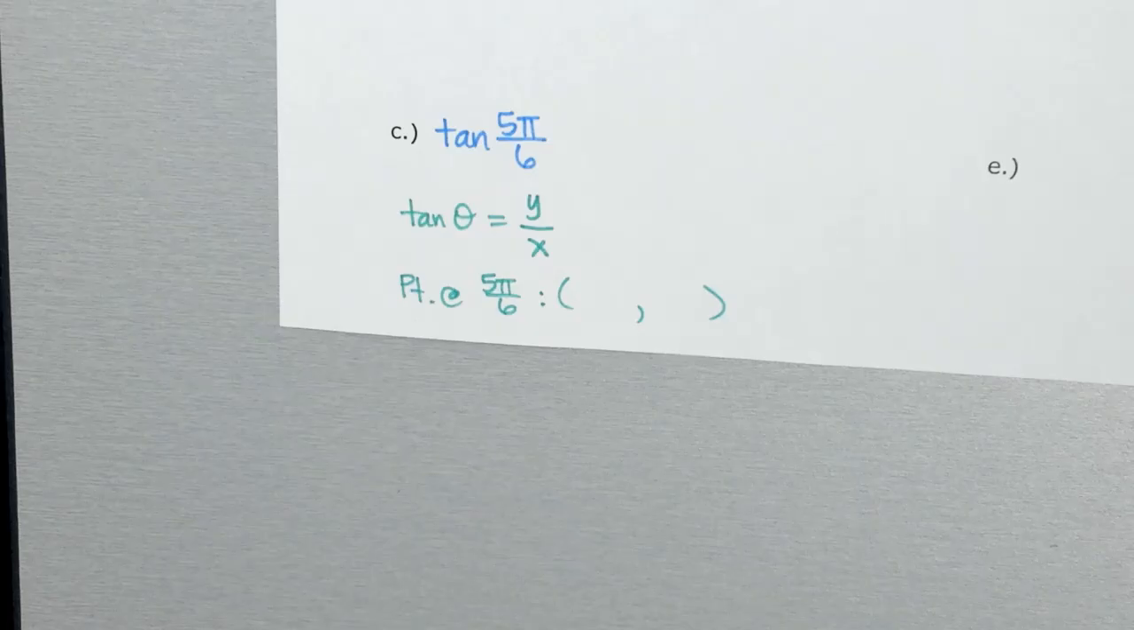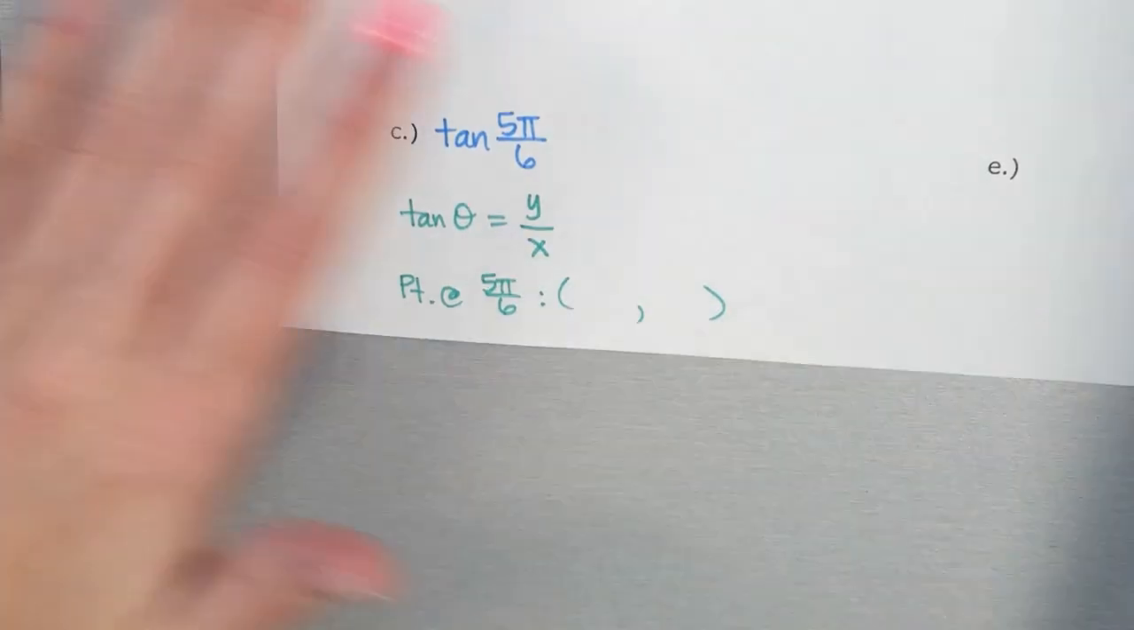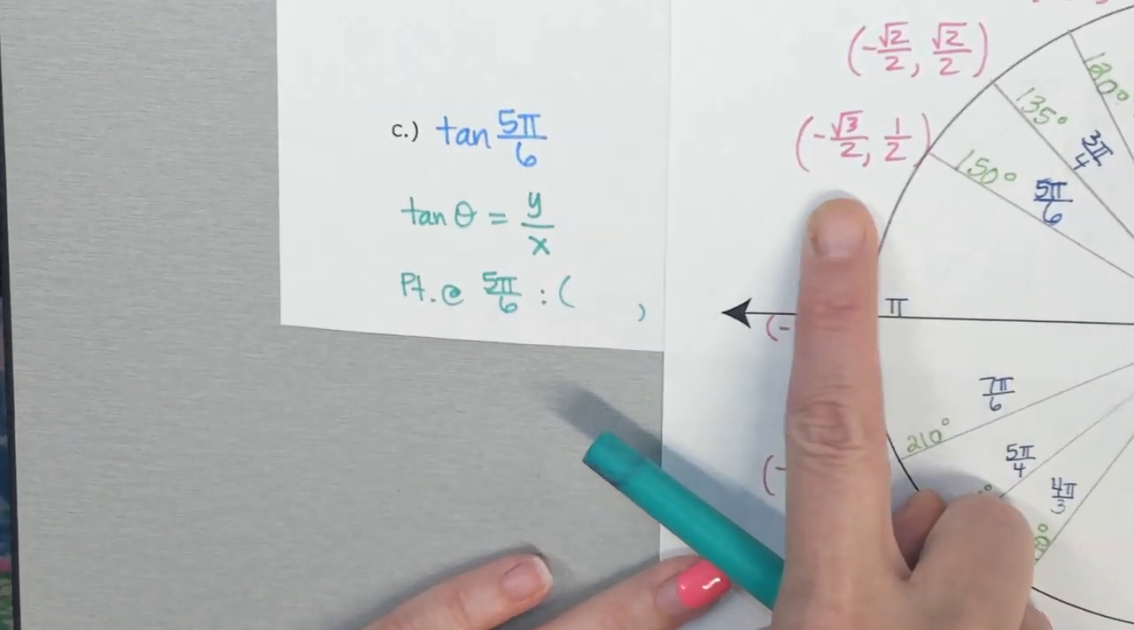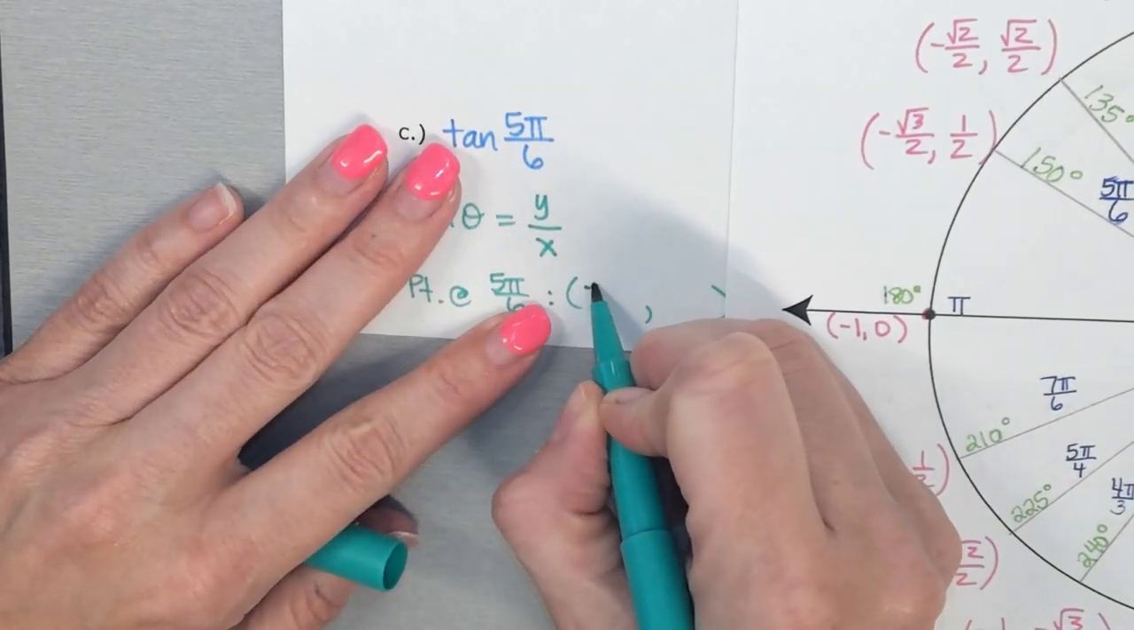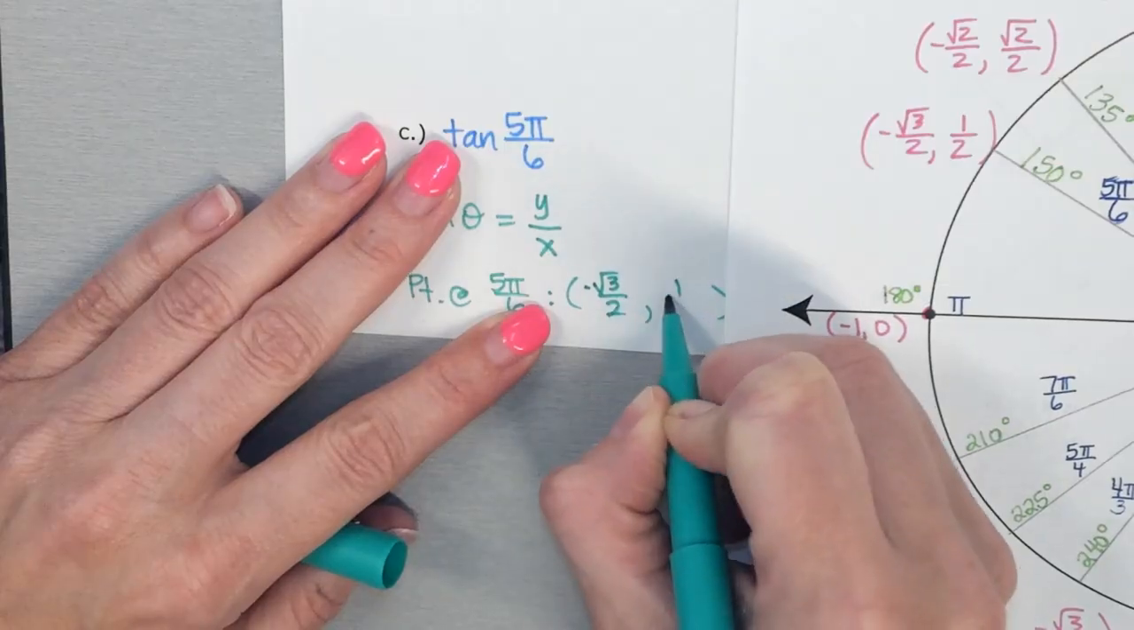So find 5 pi over 6 on your unit circle, and then write down your point. If you're looking for 5 pi over 6, is 5/6 greater than 1 or less than 1? Less than 1, right? Because the bottom number is 6 and 5 is less than that. So you're going to write down your point at 5 pi over 6. So you have negative root 3 over 2, positive 1/2.